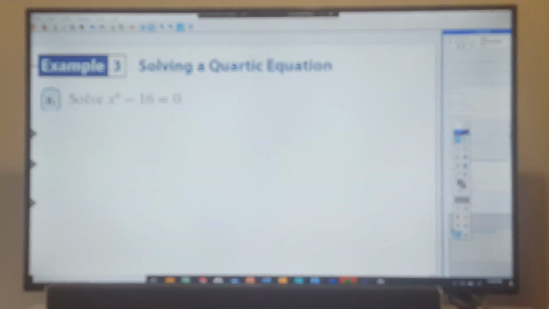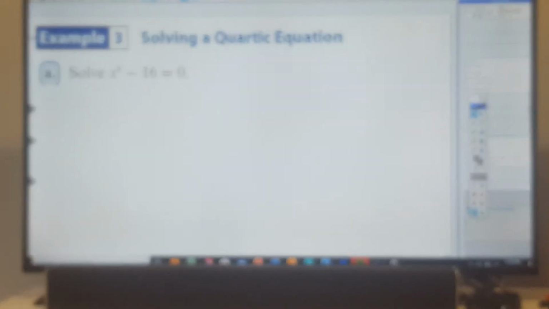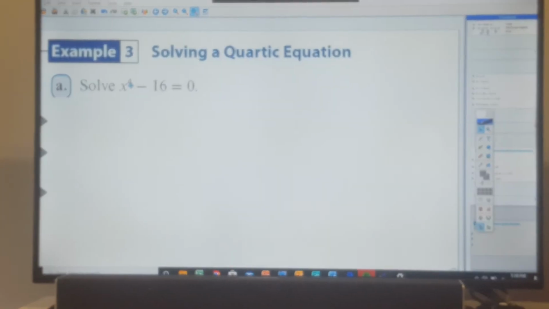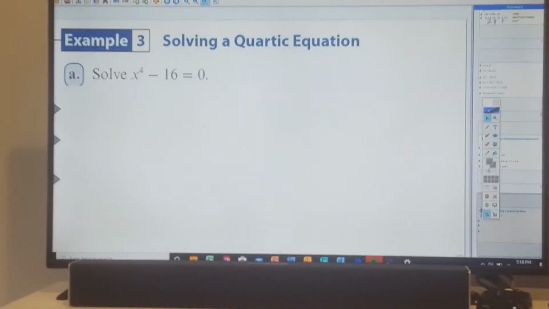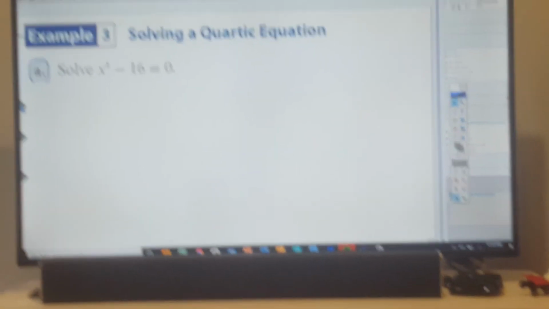Okay, solving a quartic equation. All right, never saw one of those before. But a quartic equation is where we have a power of 4. We call it quartic. We mostly work with cubic and squares and quadratic equations, but we have a quartic equation.